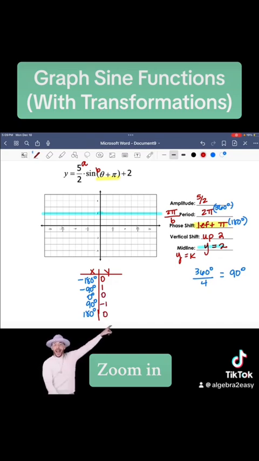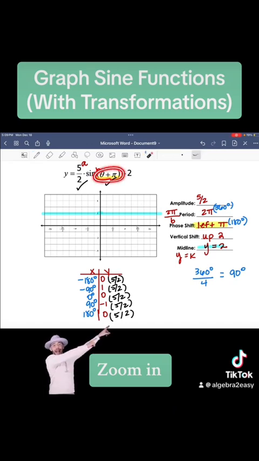Let's go back to the function to double check that we have all of our transformations taken care of. I'm seeing a 5 over 2 in front of sine. It's been multiplied. So you're going to make sure that you multiply all of your y values by 5 over 2. That's going to be a vertical stretch to your function. Next, I see that we have theta plus pi. We've already taken care of that by making sure that we started left 180 degrees. We have plus 2. That means that our graph needs to be shifted up 2 units.